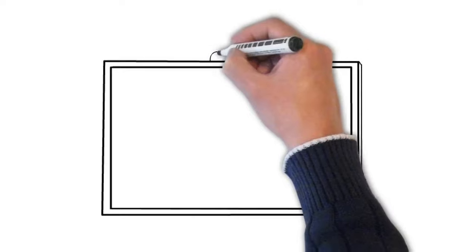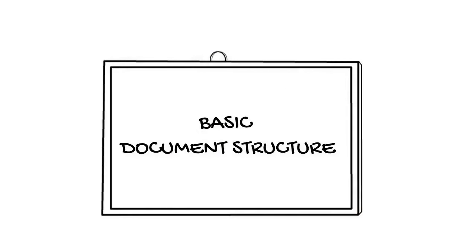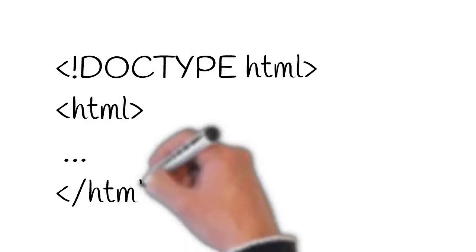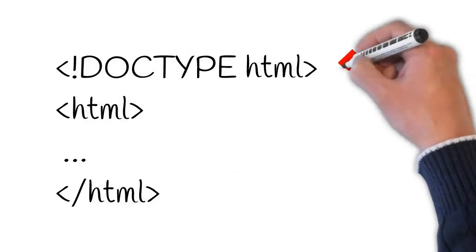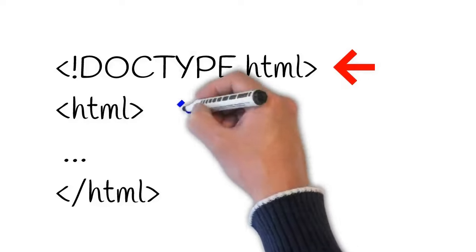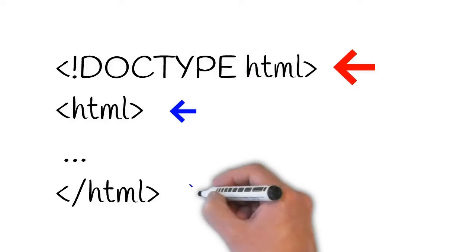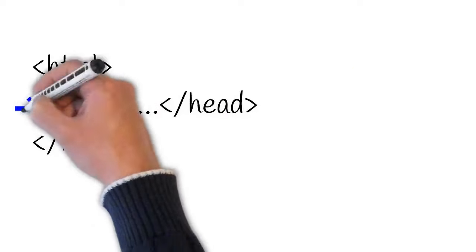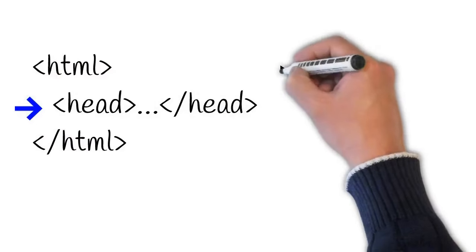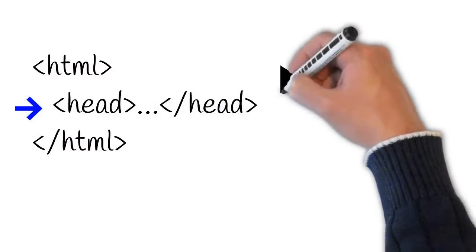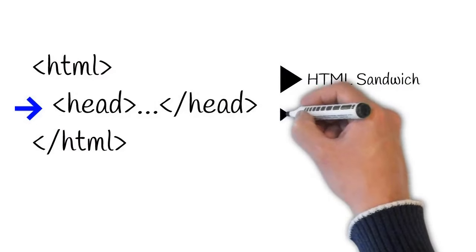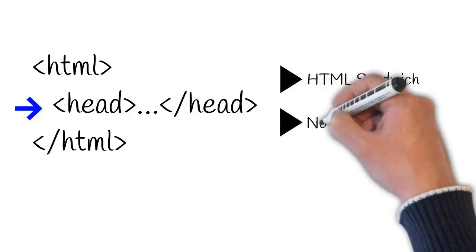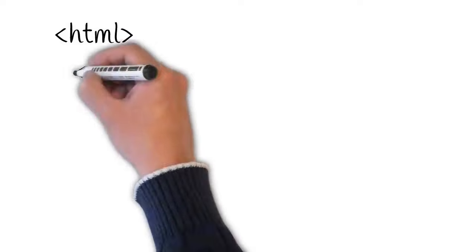Now we're going to look at basic document structures. So here's an example of basic document structures. We have the doctype HTML, which tells the web browser which language it's reading. Then we have the opening and closing HTML tags. And then in between is where we have a lot of great content. So here's an example. We have the HTML opening tag, HTML closing tag, and in between there we have the head tag. Now, the HTML tags sandwich the head tag, and the head tag carries all the non-visual elements.